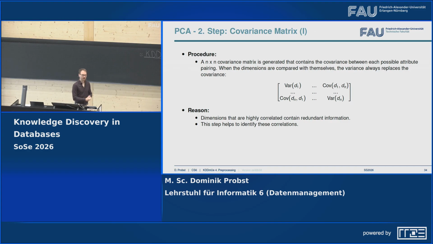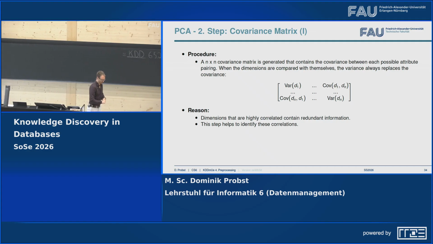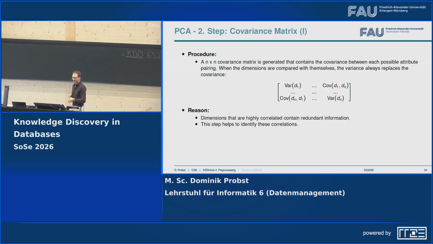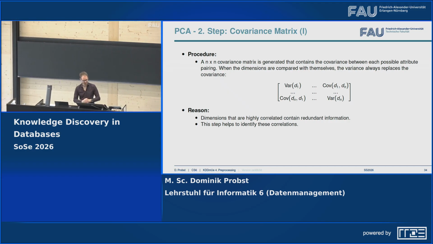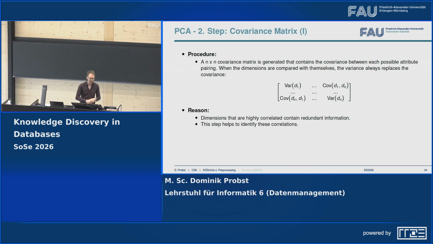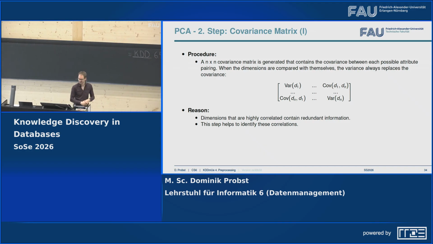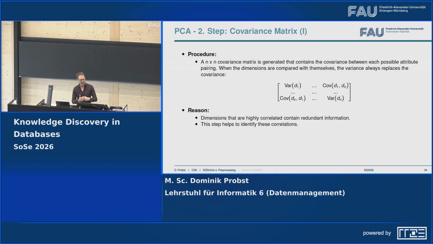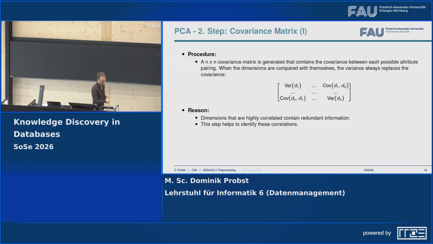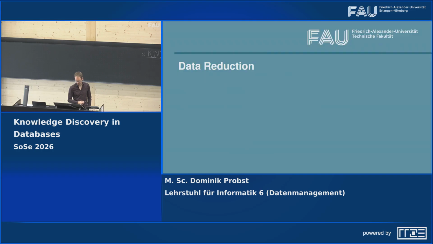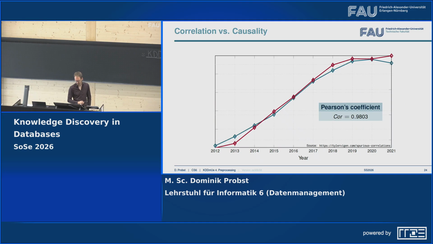Then the first step of a real PCA, if you want to, is computing a so-called covariance matrix. A covariance matrix is an n times n matrix that contains the covariance between each possible attribute pairing. The covariance is a formula, and I think I skipped it beforehand. Should have been part of this slide.